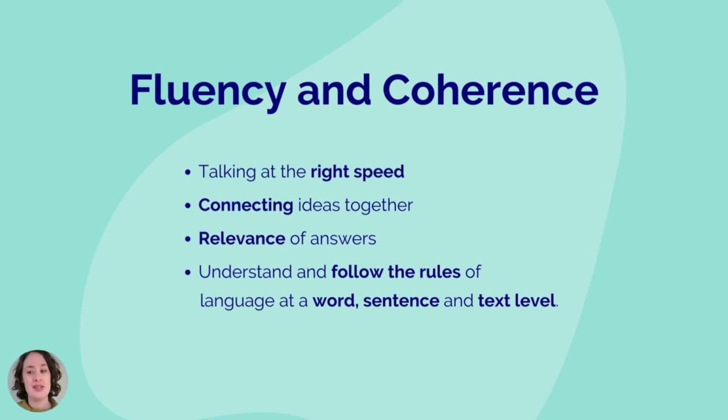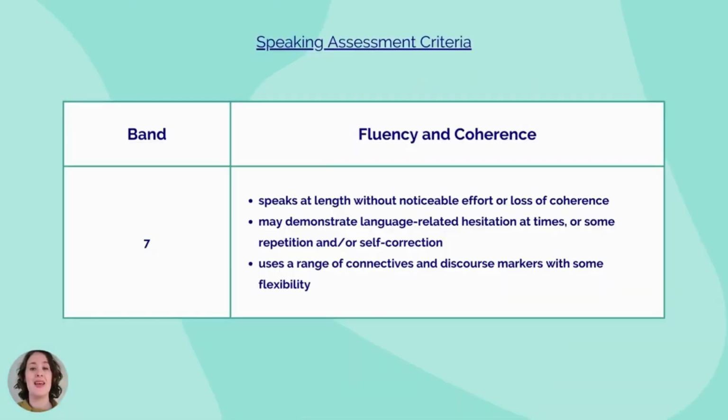The marking criteria that I will focus on today is fluency and coherence. So, what is fluency and coherence? Well, this refers to how good the candidate is at talking at the right speed and how good they are at connecting their ideas together. The candidate needs to be able to understand and follow the rules of language at a word, sentence, and text level. Here you can see the marking criteria for a Band 7 answer.